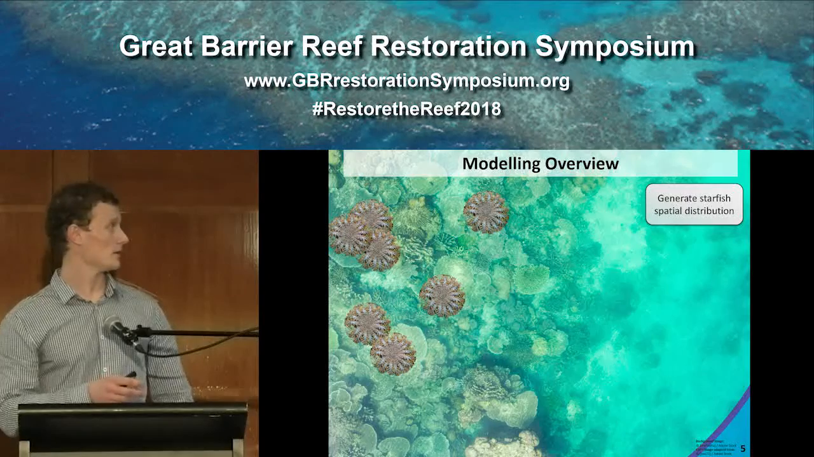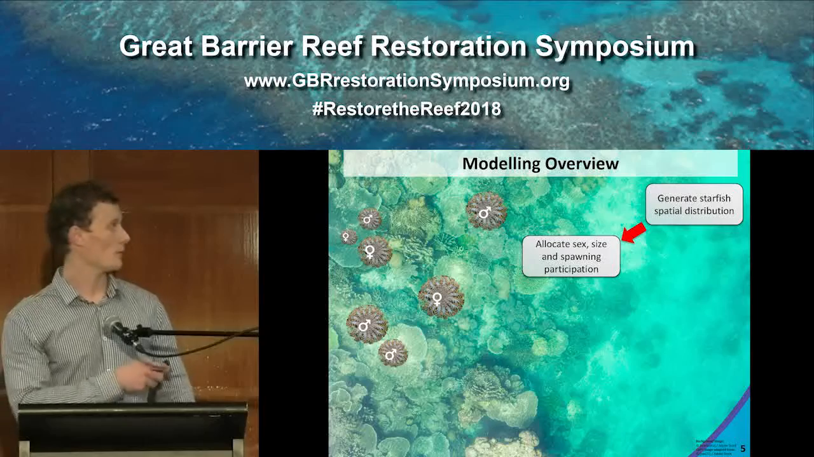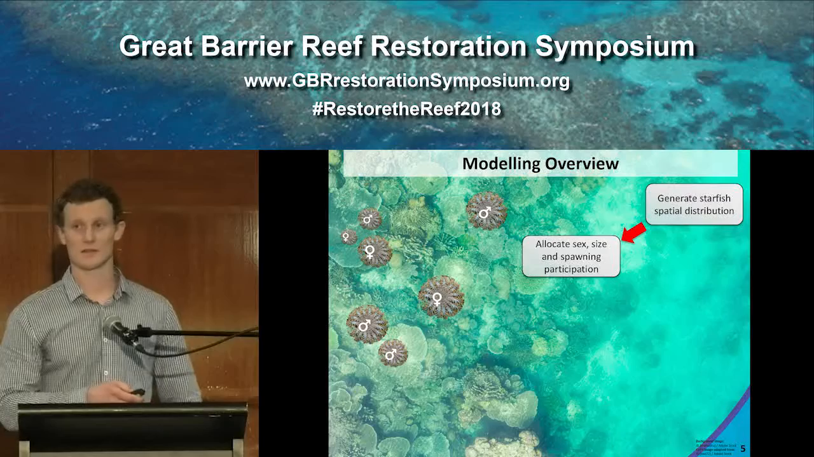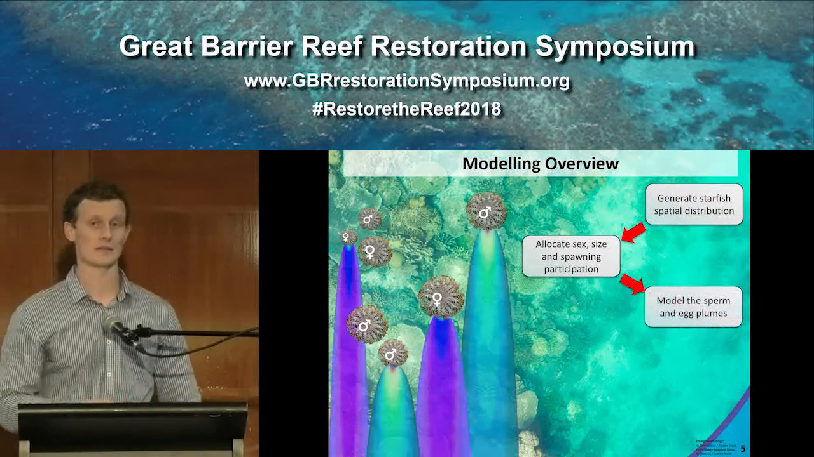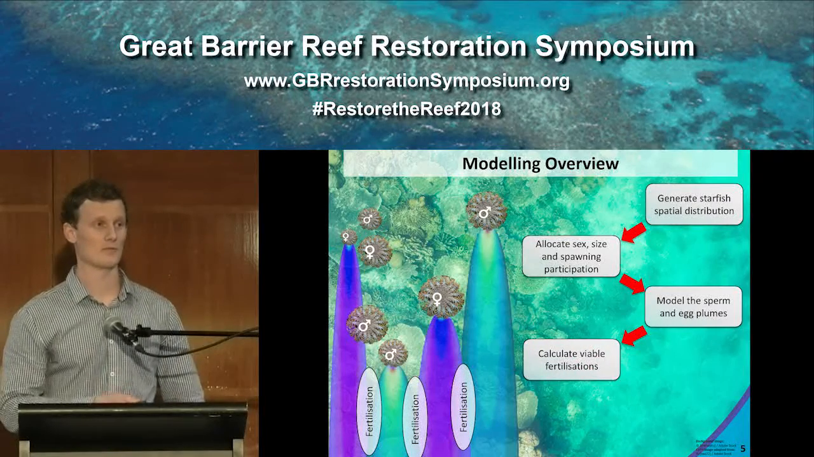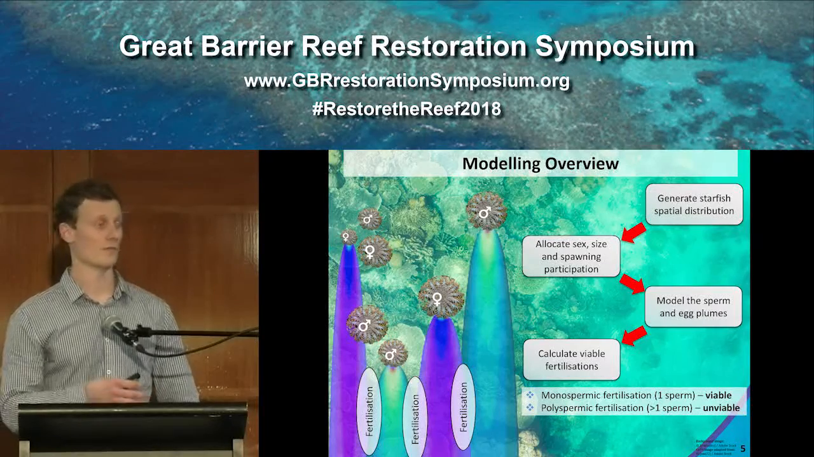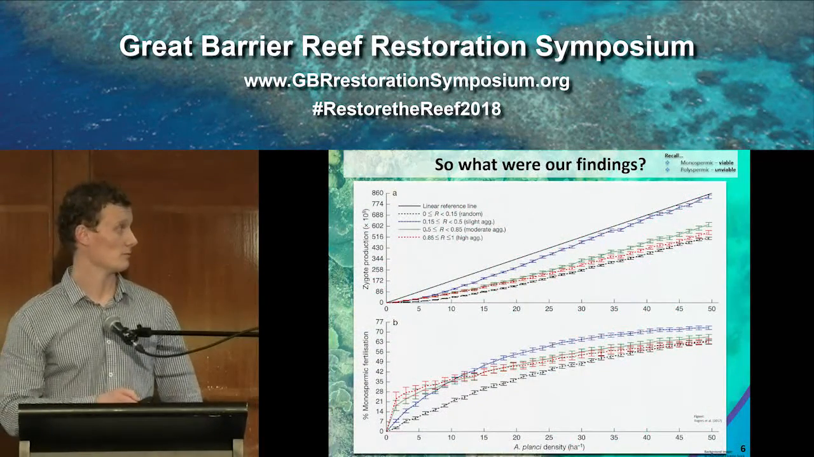To do that, we took a spatially explicit individual model and we simulated starfish locations. We then marked each of these starfish locations in our model with a sex, a size, and whether they participated in a given spawning event. From each of those locations, we modelled the sperm and egg plumes downstream of them and calculated viable fertilisations where they overlapped. And by viable, I mean monospermic fertilisation, so a single sperm, compared to polyspermy, which we treated as an error.